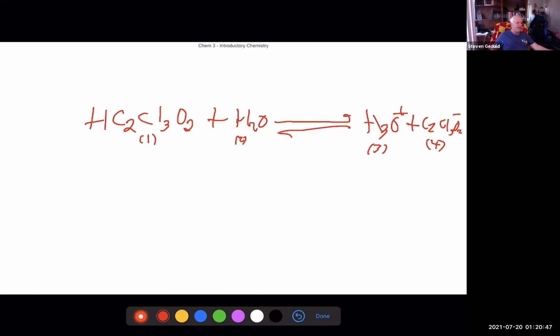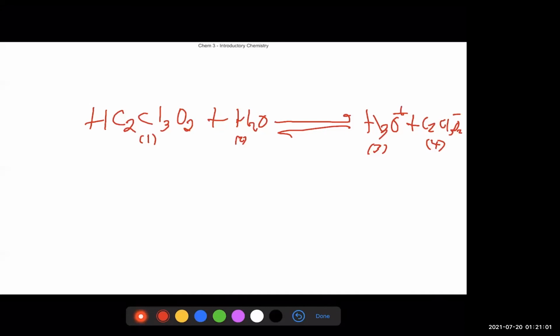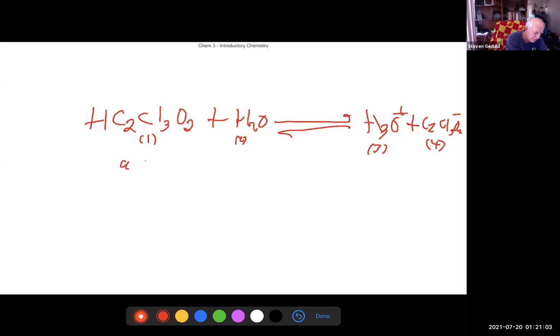What is number one, acid or a base? Does it give up a proton or accept the proton? Proton just is hydrogen. It gives up a proton. It's an acid, right? And this accepts a proton. This is your base. The word conjugate just means going the other direction. So this is our conjugate.